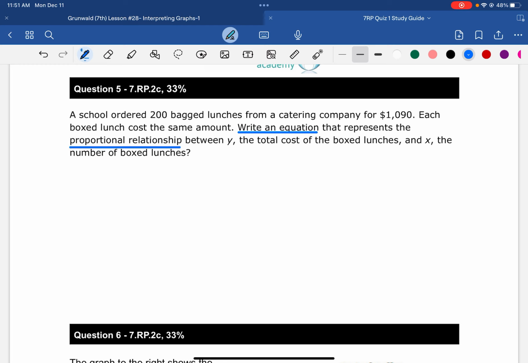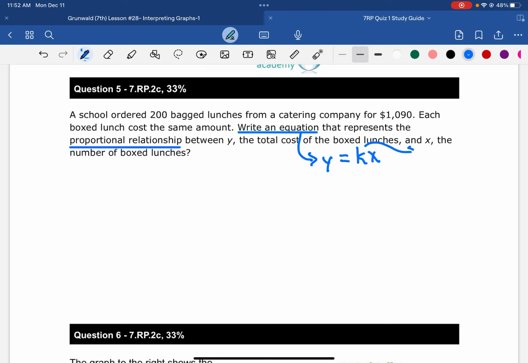So when they're asking us to write an equation that represents a proportional relationship, we need to know that the form for that equation is y equals k times x. And remember that y here is talking about the total cost of the box lunches, okay? So y is total cost, and x is talking about the number of box lunches. K is what we call the constant of proportionality, also known as our unit rate.